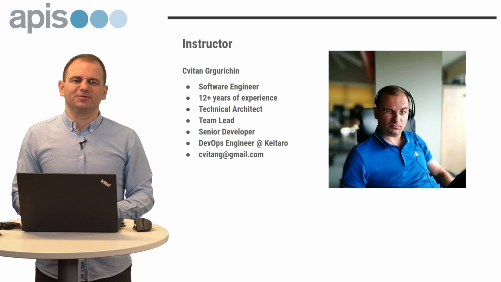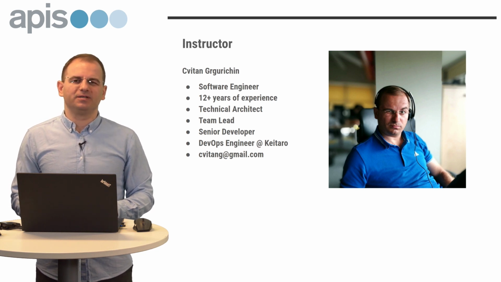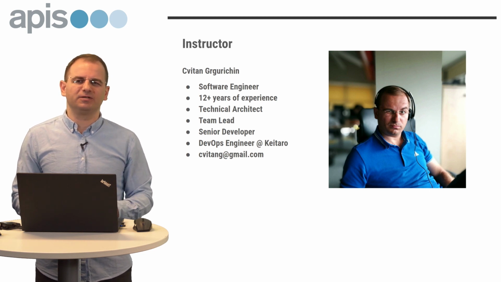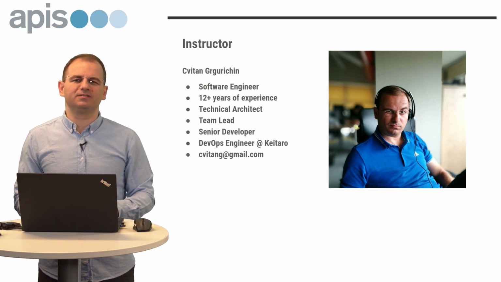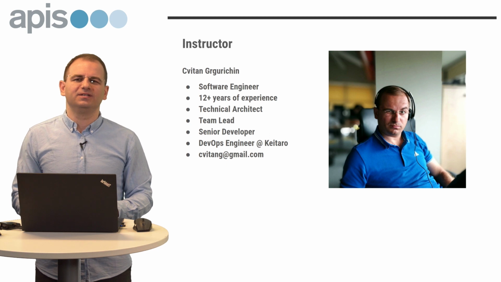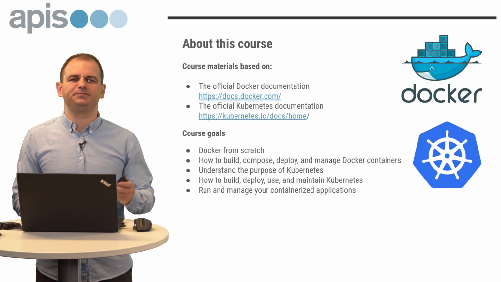My name is Cvitan Gricin. I am a software engineer with over 12 years of experience. My experience has mostly been in software. As a software developer, I've gone through many roles of senior developer, technical architect, team lead. My current role is a DevOps engineer at Keitaro. And you can see my personal mail over there. Feel free to contact me if you need to do so.